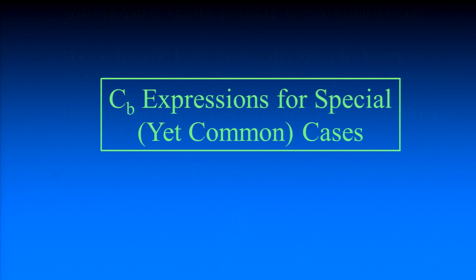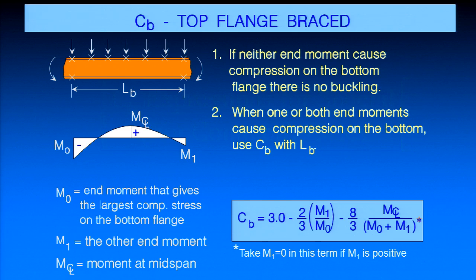Okay? Now, if we get into some special cases, but these are relatively common cases that actually happen in design. A very common case is a situation where the C sub B factors that are in the specification usually are defined to work from brace point to brace point. But it's pretty common in a lot of cases to have reverse curvature bending on a section, and you may end up having some lateral restraint on one of the flanges.